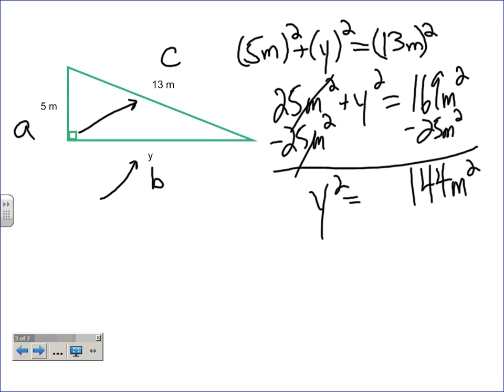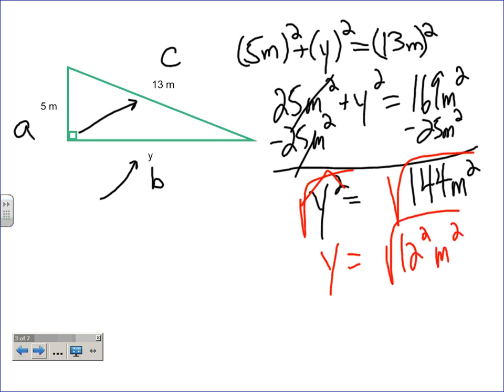A little scary. Now, to get rid of the square, you got to take the square root. So this is y, because again, there it goes, cancels off like that. Really, you could write this as 12 squared and meters squared. So once again, housify, and y is 12 meters.